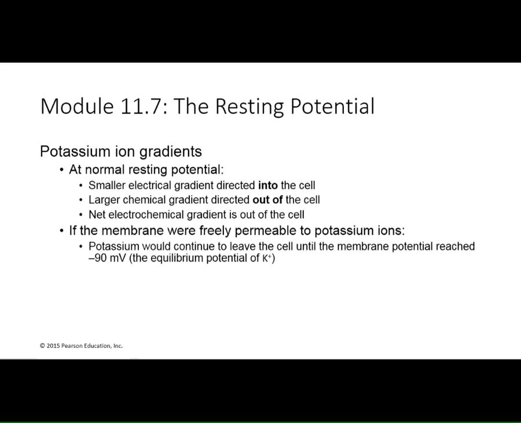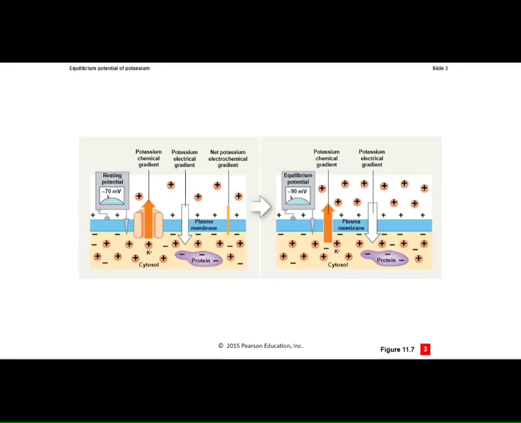Do you agree that potassium wants to be inside the cell, right? Because potassium is positive and the inside's negative, like little magnetic charges. The chemical gradient, though, is out of the cell because there's a lot more potassium inside the cell. So from an electrical standpoint, potassium wants to stay in the cell. From a chemical standpoint, potassium wants to leave. This is a little bit different for sodium.